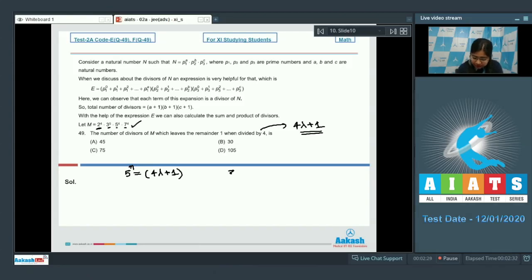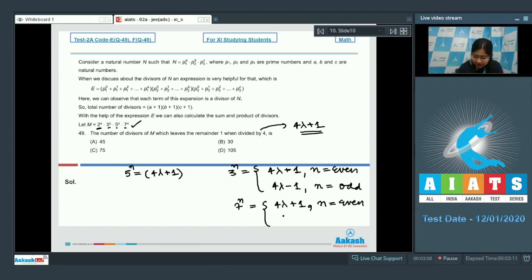Now let us talk about 3 raised to the power n. See, 3 raised to the power n is of the form 4 lambda plus 1 when n is an even number, and it is of the form 4 lambda minus 1 when n is an odd number. So when n is equal to 0, then this is 1. When n is 1, then it is 3, that is 4 lambda minus 1 type, right? So in this way you can see it. Also let's talk about 7 raised to the power n. Same is the case here. It is of the form 4 lambda plus 1 when n is even and 4 lambda minus 1 when n is odd. Like when you take n equal to 1, then it is 7, that is of the form 4 lambda minus 1. I hope this is clear.